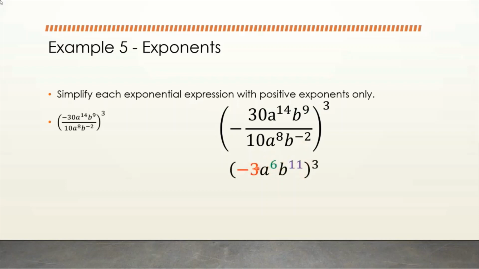So you can simplify what's on the inside first, and then raise everything to the 3rd power. So negative 3 raised to the 3rd power would be negative 27. A to the 6 raised to the 3rd power, you would multiply the 6 and the 3, so it becomes 18. And then you would do the same thing with the 11. This is b to the 11th raised to the 3rd power, so you would multiply the 11 and the 3, and you get 33. So your final answer is negative 27, a to the 18th times b to the 33rd power.